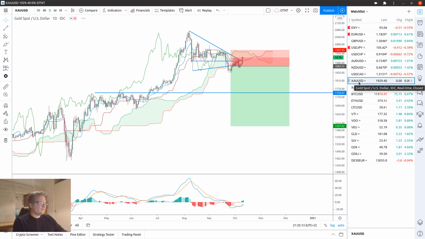Let's see if we also have this on gold. On gold we already had this the day before, so there's even more momentum to the upside on gold. Okay, I'm going to leave it at this.